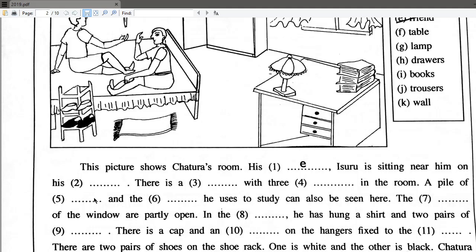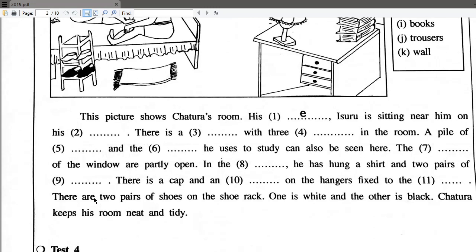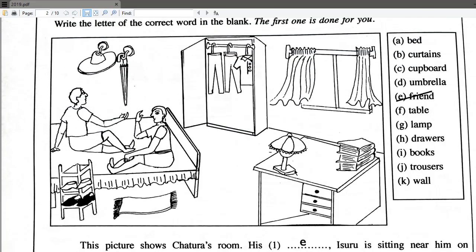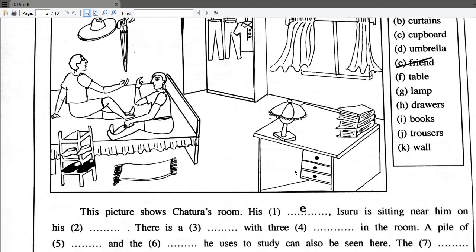It doesn't matter. But if you take, for example, umbrella. So umbrella comes somewhere here. There is a cap and an umbrella. But can you write umbrella here? No, you can start here, but it will go on and on, and it will go above also. So it looks a bit like jargon. So please remember to write what they have given you, right? Let's go through and let's start.